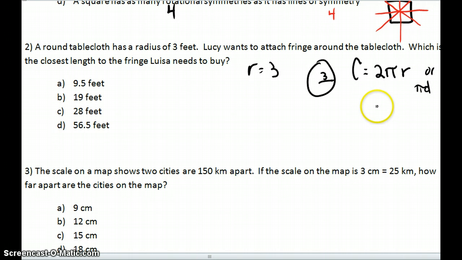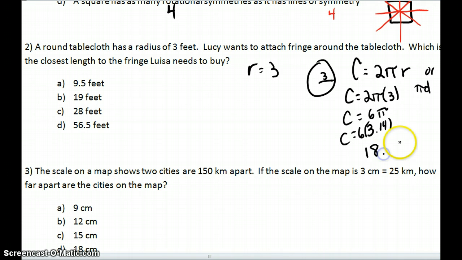Okay, so using this, since the radius is given, I'm just going to use the one that has the radius in it, radius of 3. So here we have C equals 6 pi, combining like terms. Usually pi is given as 3.14. So we're just going to do 6 times 3.14. And we get 18.25, I believe. We look at our answers. The closest one is 19.